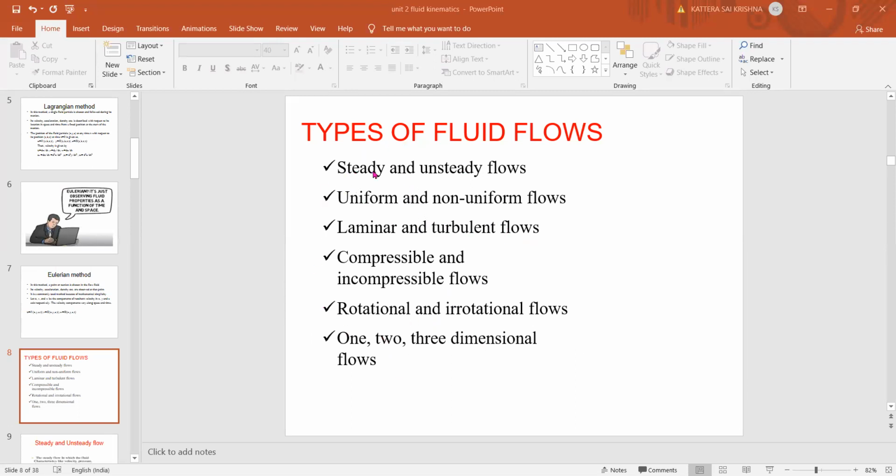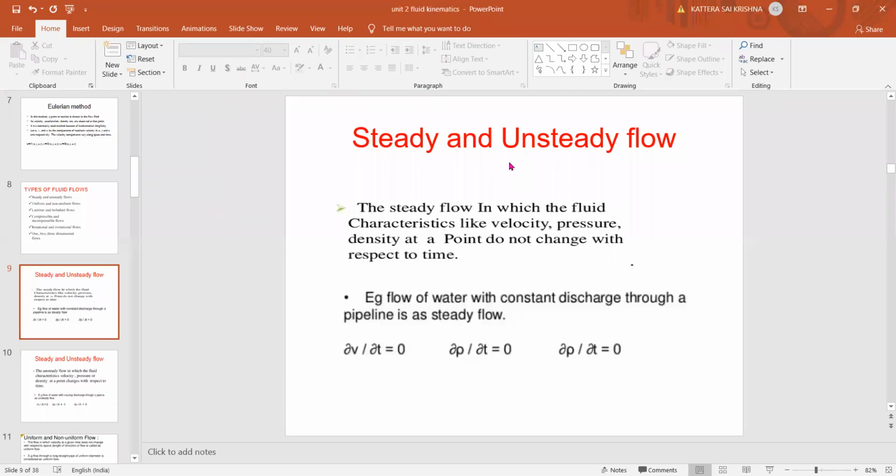First one, what is there? We have steady and unsteady flow. So in steady and unsteady flow, what will there? The steady flow is one in which the fluid characteristics, like velocity, pressure, and density, do not change with respect to time. As the fluid flows, the characteristics of the fluid like velocity, pressure, density, etc. at a point don't change with respect to time.